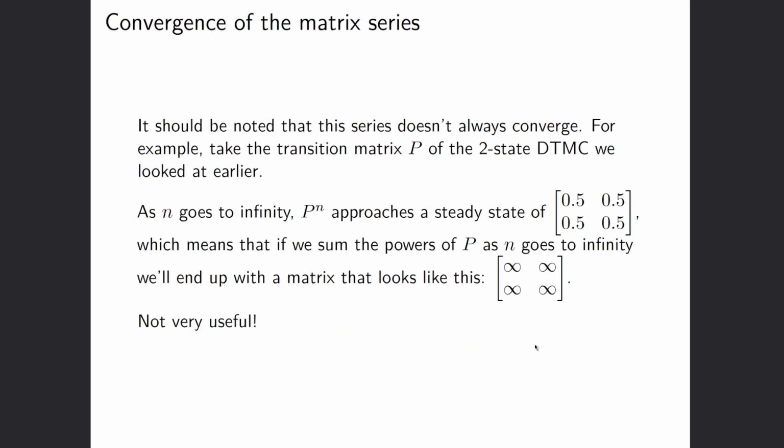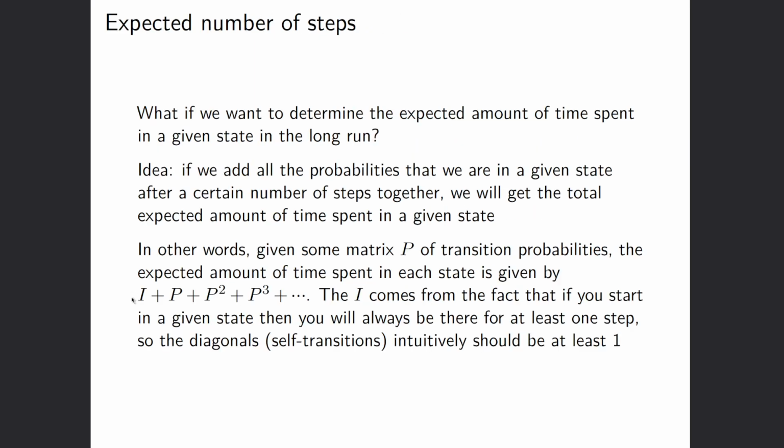All right. Now this doesn't always converge. This series, as we go to some large n for the power of the transition matrix, doesn't always come to some finite number. In our example, we had P to the n approaching 0.5, 0.5, 0.5, 0.5. That's not approaching 0, so that series does not converge. If we just keep adding those over and over again, you'll just get infinity, infinity, infinity, infinity. So this is not very useful. If we're going to use this identity, we better make sure that it actually does end up converging.